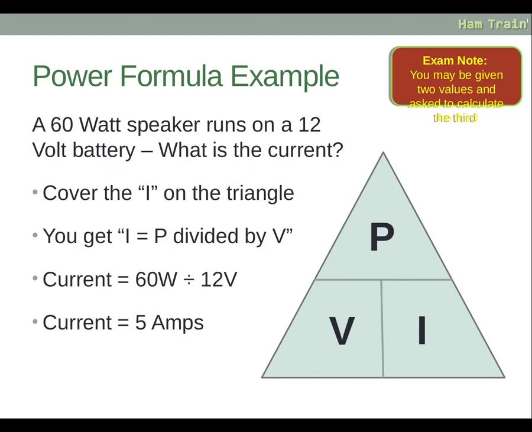So we write 60 watts, which is the power value, divided by 12 volts, which is the voltage value. And when we put that into our calculator, we will find that 60 divided by 12 is 5. So we can then write the answer 5 amps. And this works for every combination, whether it's voltage, power or current we're trying to calculate.